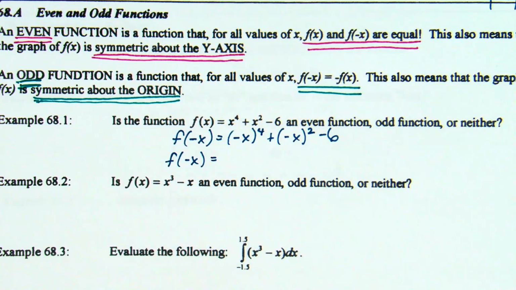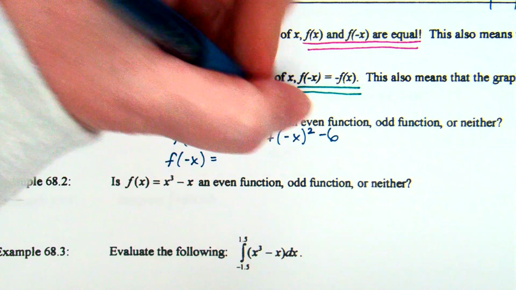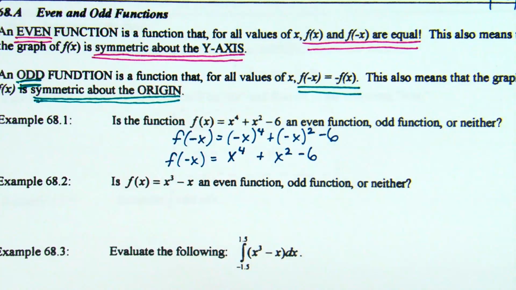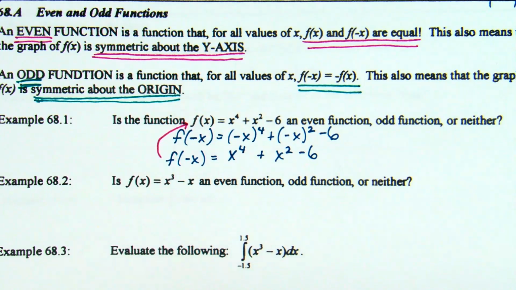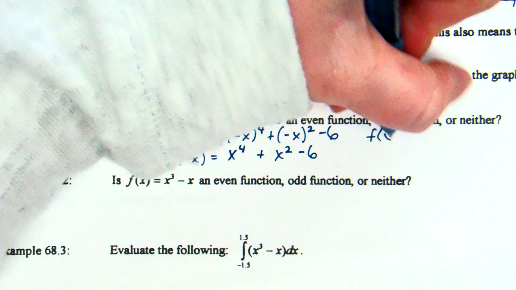What happens when you raise a negative x to an even power? Yeah. So this is going to be positive x to the 4th, positive x to the 2nd, minus 6. What do you notice here? It's the same. And so, since the original f of x is equal to f of negative x, what do I know about this function? It is even.